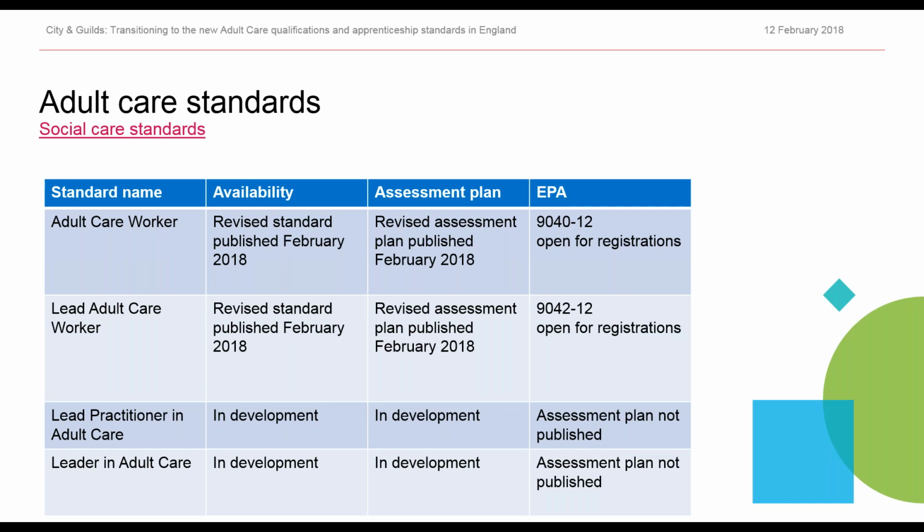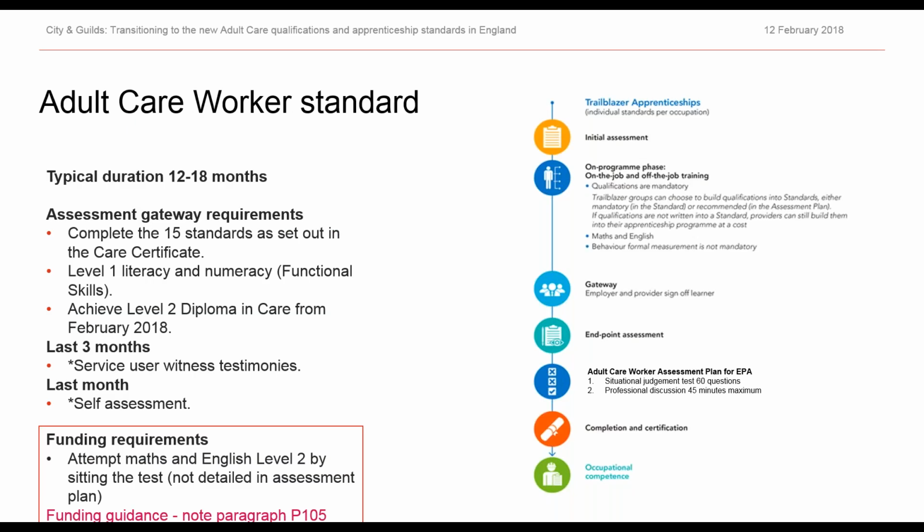The lead practitioner and leader in adult care standards are still deemed to be in development, and we're waiting for information from the Trailblazer Group and from the Institute for Apprenticeships as to when those standards will be published. I'm going to go in detail through the adult care worker standard here, because within the published assessment plan this time there are some changes that we were expecting and some things that we were expecting to be changed that haven't been changed. I think it's really important for you to understand where we are with that.